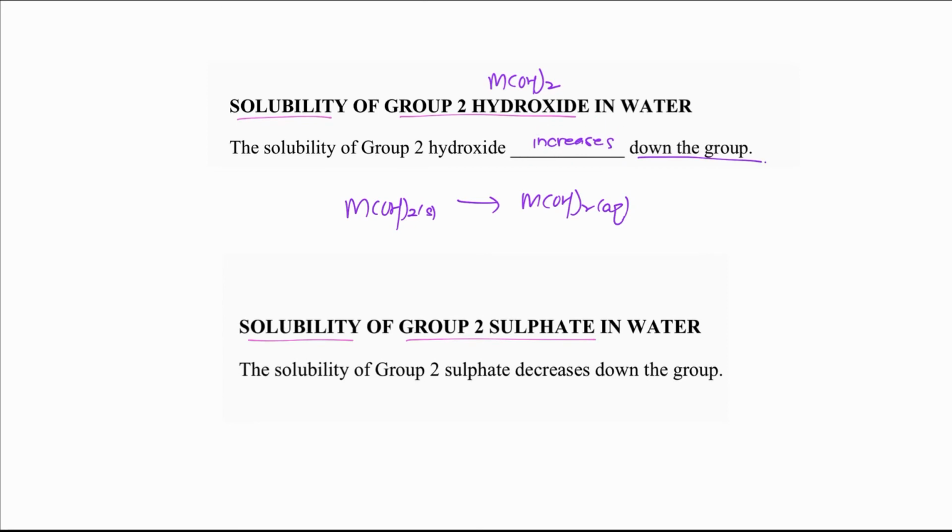Next to go, we have group 2 sulfate. Group 2 sulfate dissolves in water, and the solubility of group 2 sulfate decreases down the group. So these are the properties of group 2 elements.